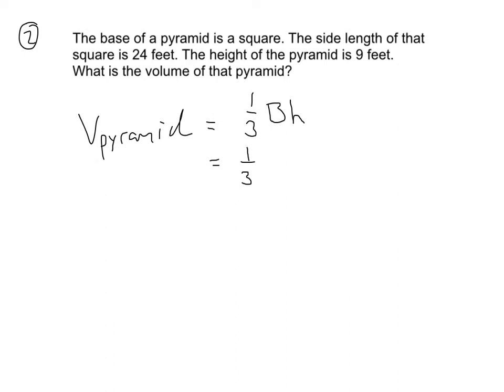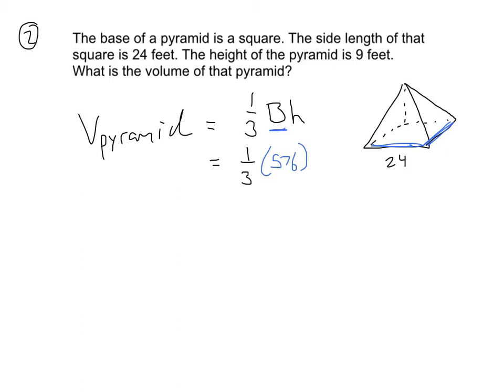Well, it says that the base of the pyramid is a square. So if we were to draw this pyramid, it would look like this, and each side of that square base is going to be 24 feet. So the area of the base would be 24 times 24, because it's a square. So 24 times 24 is going to get you 576. So the area of the base becomes 576. But we're also multiplying that by the height. They say the height of the pyramid is 9 feet.